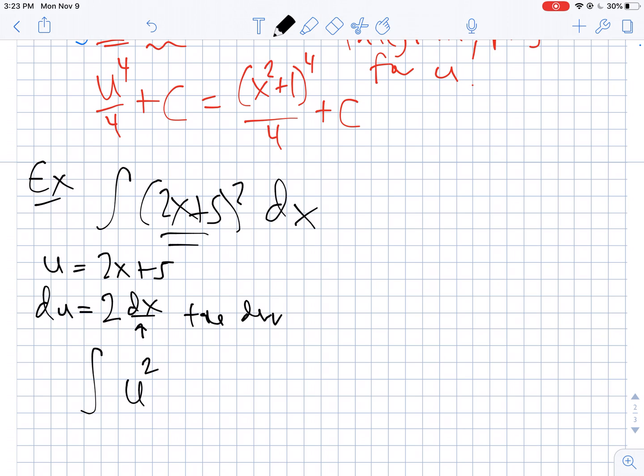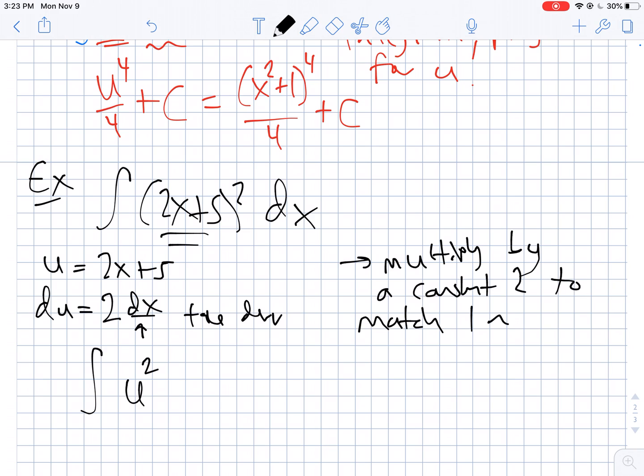So what I'm going to do here that's going to be a little more complicated is I need to match up the constant. So I'm going to multiply by a constant, which in this case will be a 2, to match what I need for du. So my du is 2dx. So I'm going to put a 2 right in here. Now, I can't just randomly multiply my integral by 2. But what I can do is multiply by 2 and then multiply by half to cancel as well.